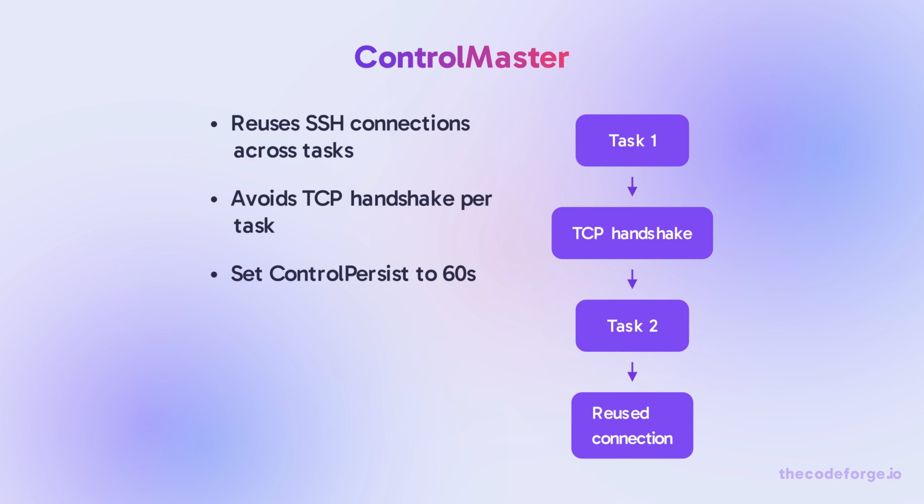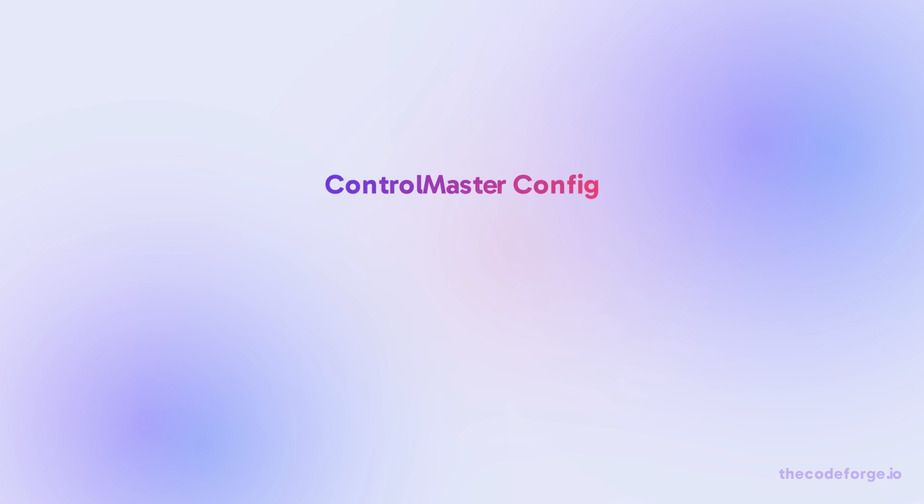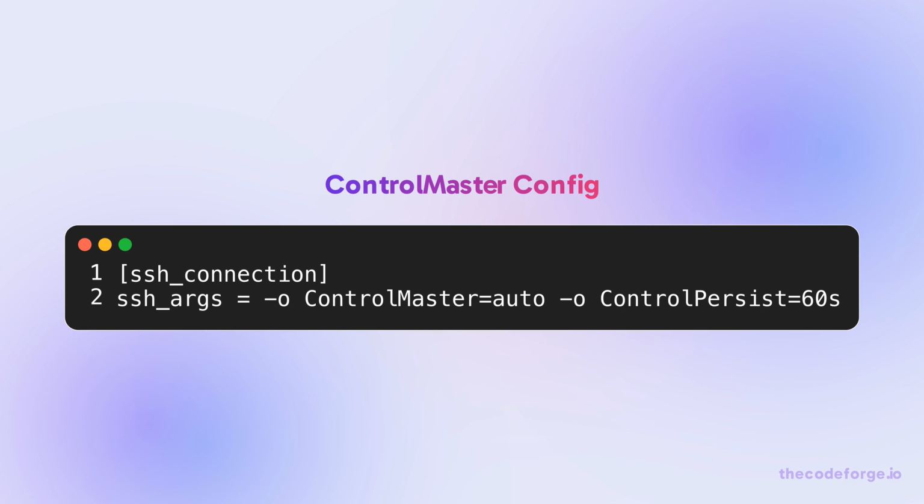ControlMaster allows multiplexing multiple SSH sessions over a single TCP connection. Without it, each task opens a new TCP connection. With ControlMaster, the first task opens the connection and subsequent tasks reuse it. Add these SSH args to ansible.cfg. ControlPersist keeps the connection open for 60 seconds after the last session. Adjust based on task duration.